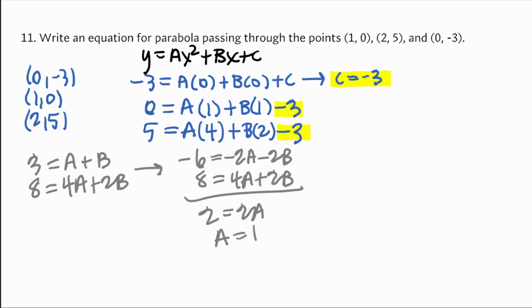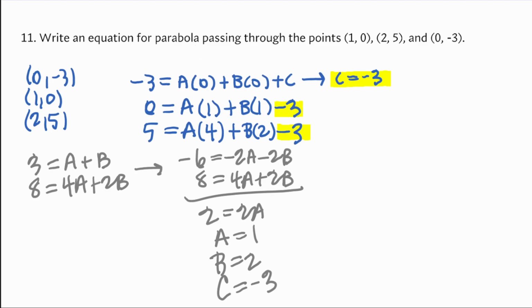Maybe this is slightly different. Okay, and then I've got 3 equals a plus b, so that means b equals 2. I've got c equals negative 3, and so I'm ready to just plug in all of these. Let's see, y equals 1x squared plus 2x minus 3.